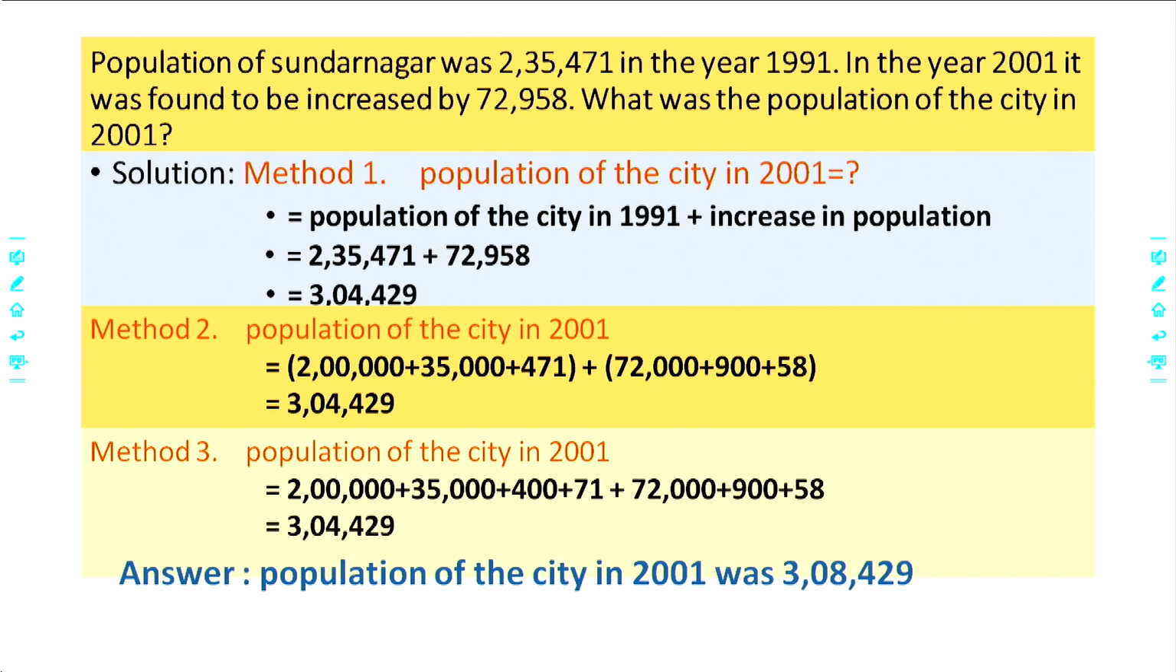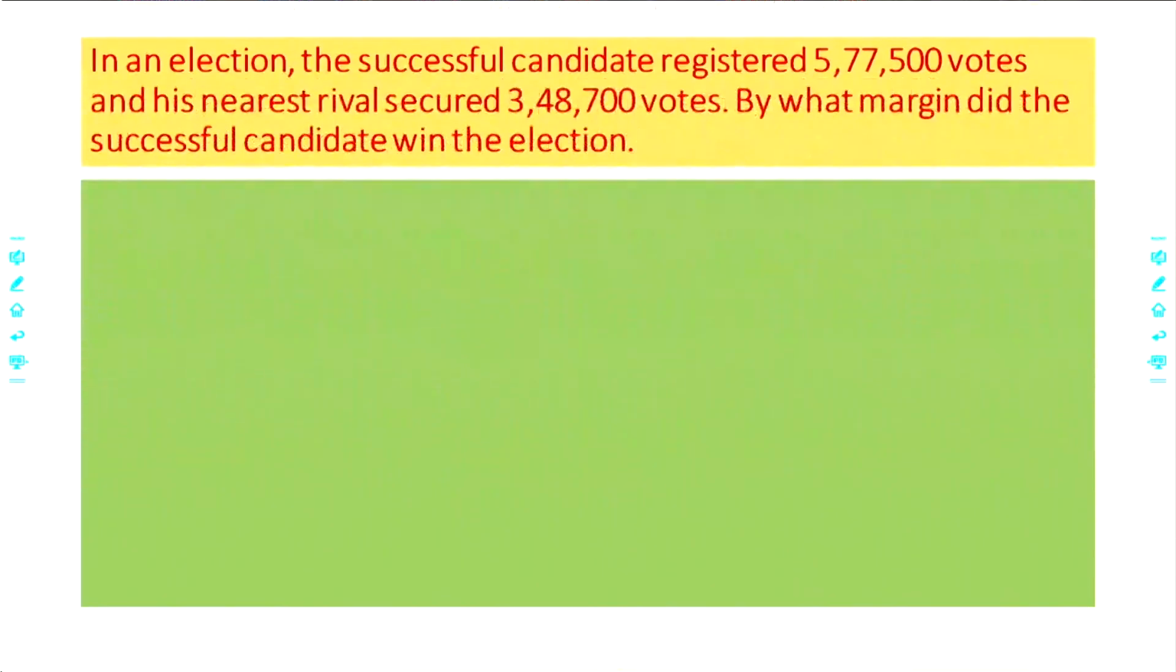3,08,429. So, the population of the city in 2001 was 3,08,429. All the methods are the same. You can use any method, the answer will be the same. So, we will take up one more word problem.